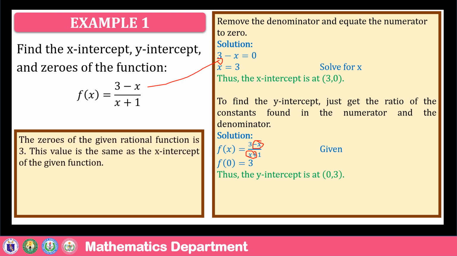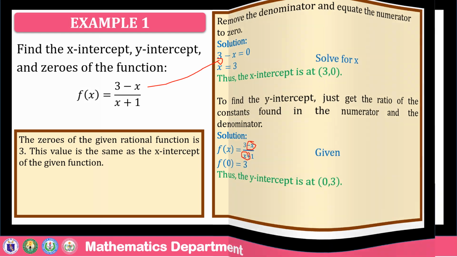And of course, para sa ating 0, since the same lang naman ito sa ating x-intercept, so yung 0 ng ating rational function is at x equals 3. So gamit yung pangalawang method na aking itinuro, ay pwede natin siyang gamitin sa ating mga susunod na examples.